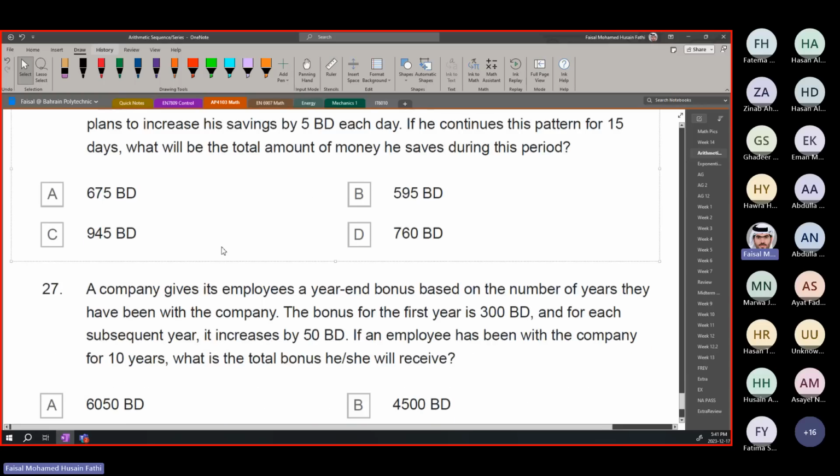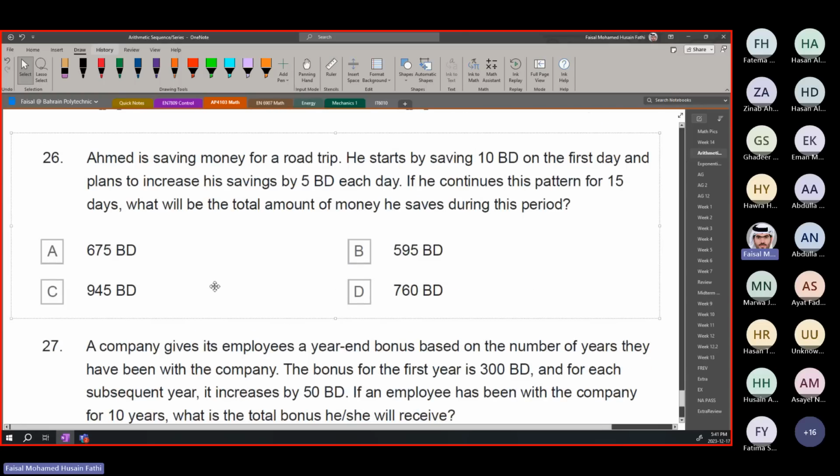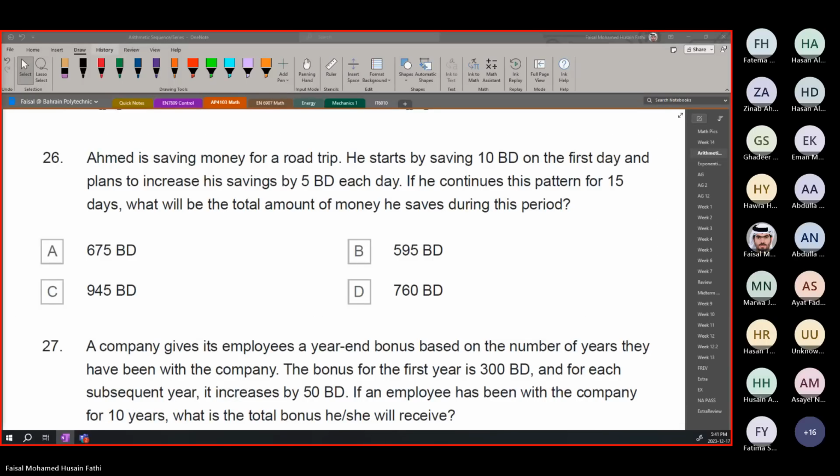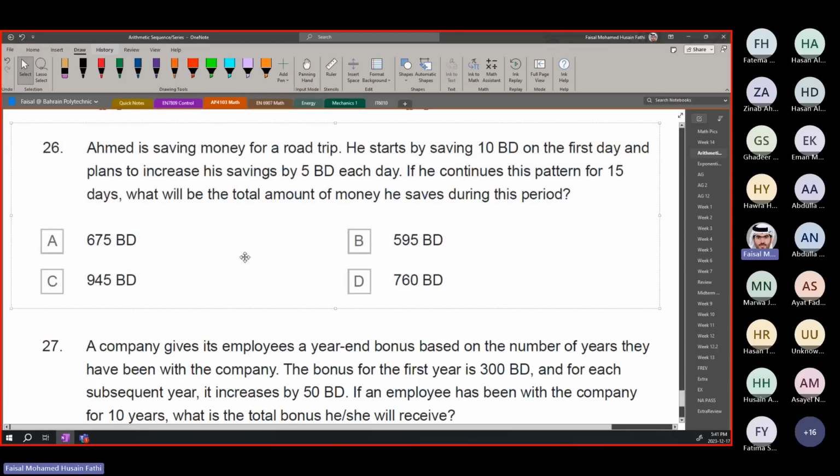Now, let's go into the word problems. The word problems are very straightforward. Can everyone hear me clearly now? Is my voice okay? Am I talking too quickly? I know, but at least can you guys hear me properly now? Okay.